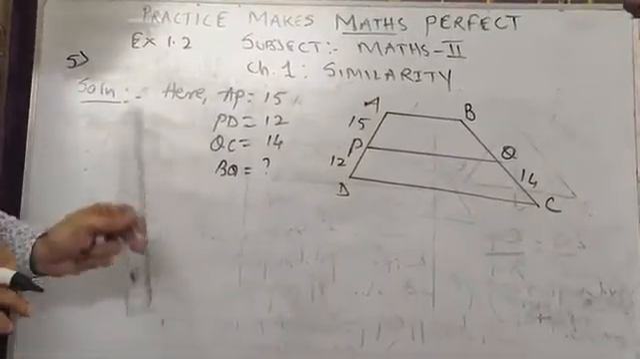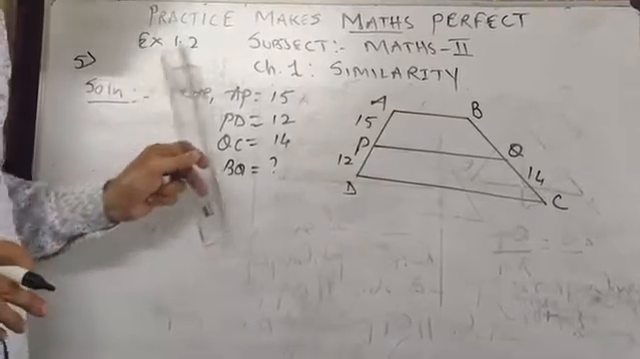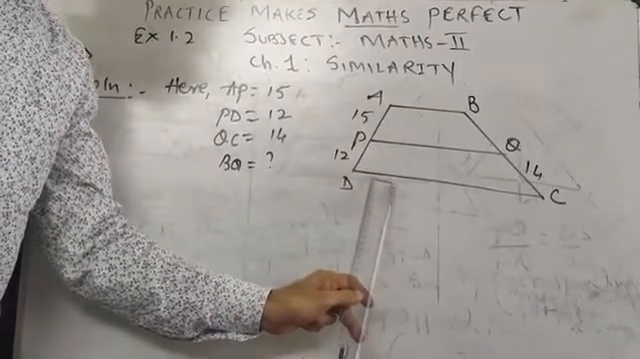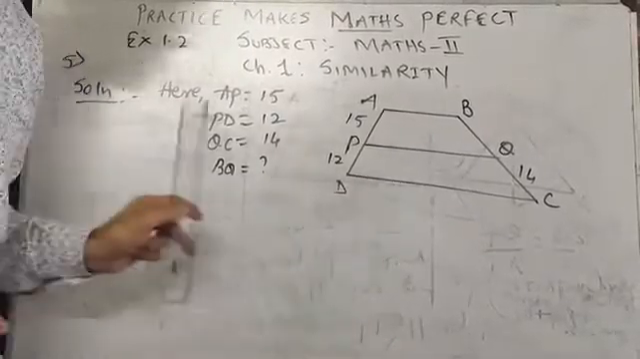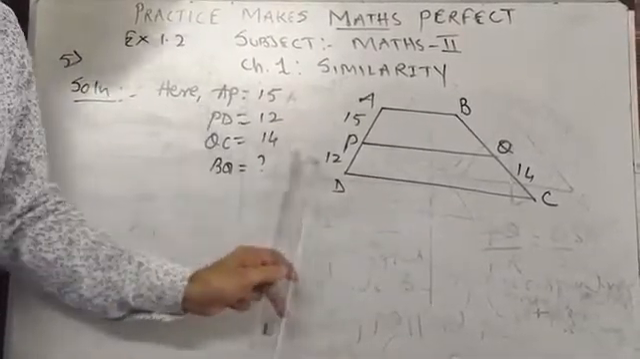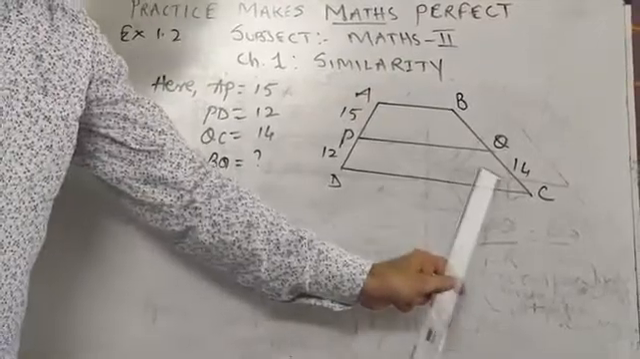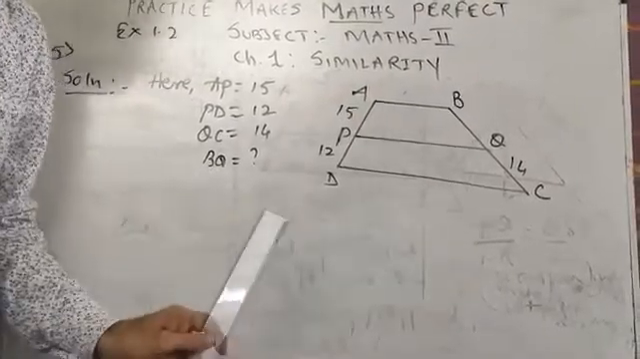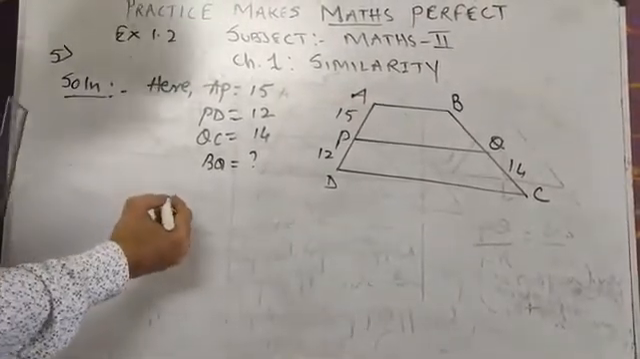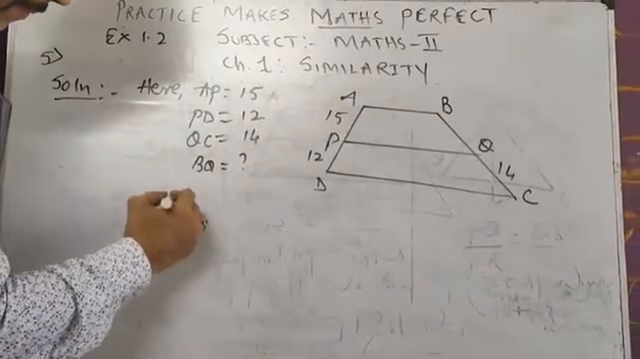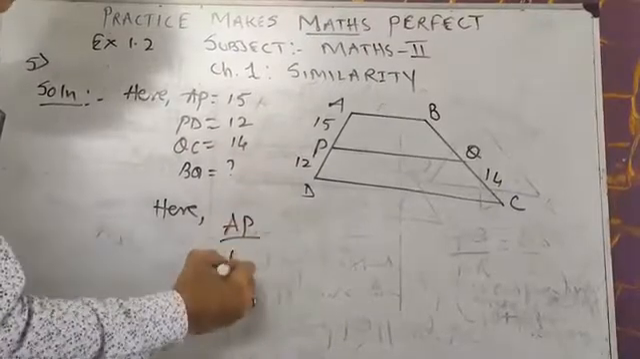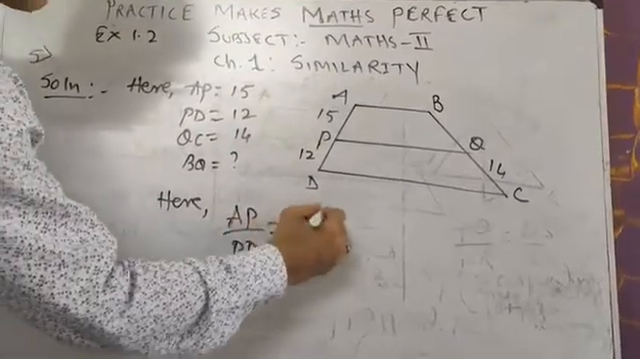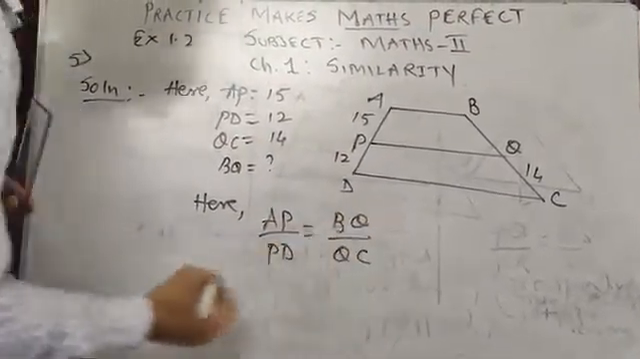Come now to sum number 5 of exercise 1.2. Again the diagram is given to you. You can see the three parallel lines. It is a very easy sum. AP is given 15, PD is 12, QC is 14, and we have to find out DQ. So here I will write AP upon PD is equal to DQ upon QC.